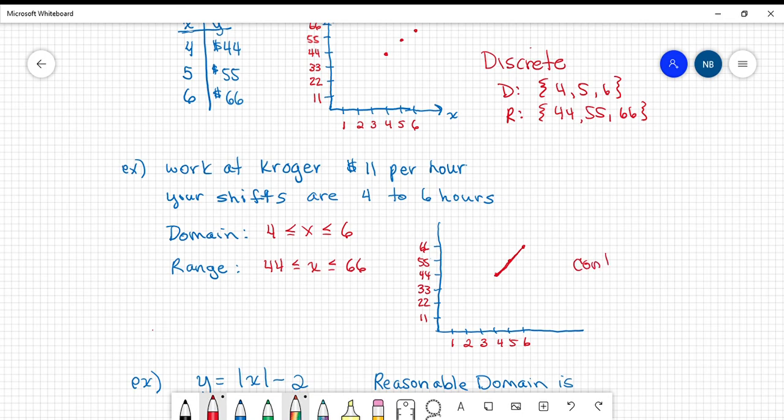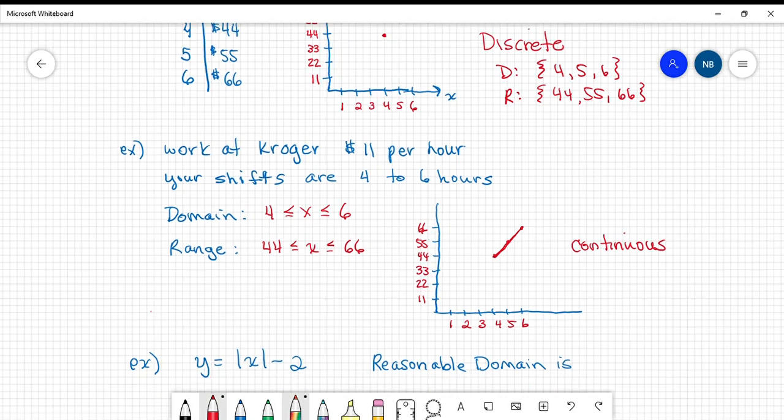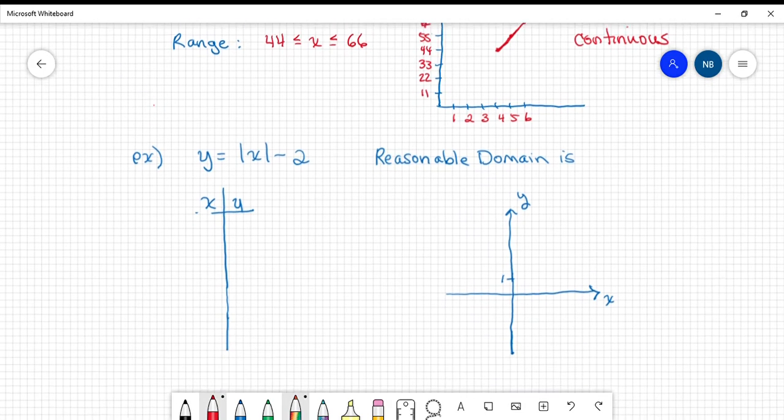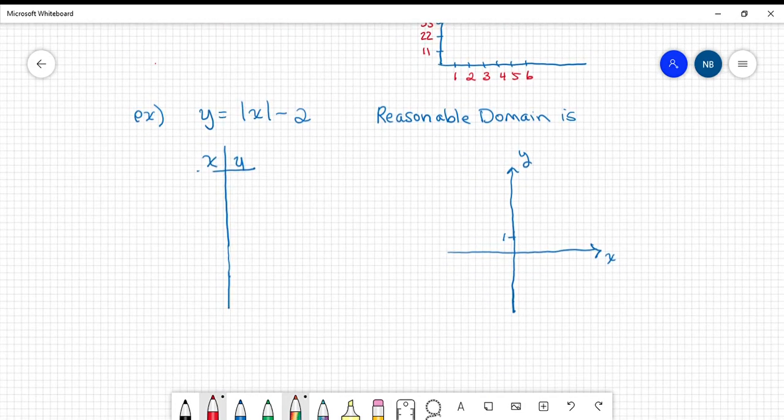This is now a continuous graph. Notice the domain is not a list of numbers. It's a spread of numbers. Now we're going to do one more example. This is a function expressed not as a story problem, but rather as an equation. Y equals the absolute value of x minus 2.